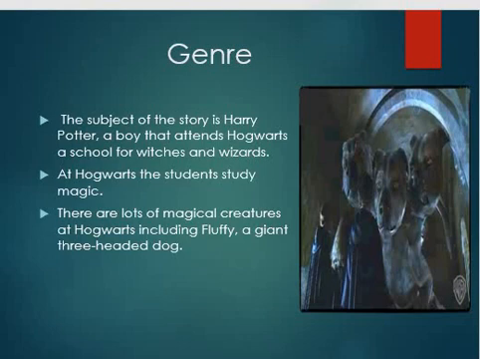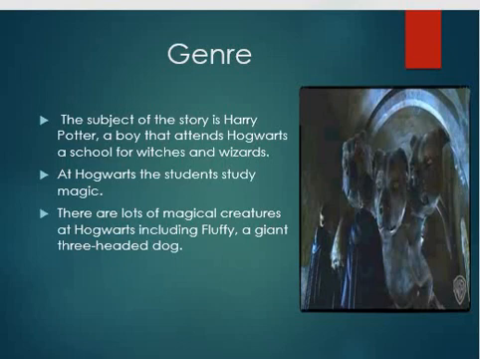So this was the clip for your understanding of what Harry Potter basically is. I'm telling you, Harry Potter is totally about magic. If you talk about the genre, the subject of the story is Harry Potter, a boy who attends Hogwarts, a school for witches and wizards. And if you talk about Hogwarts, the students study magic there.